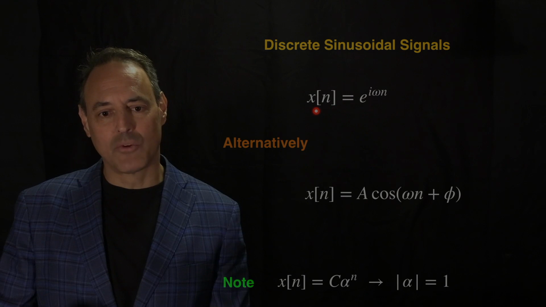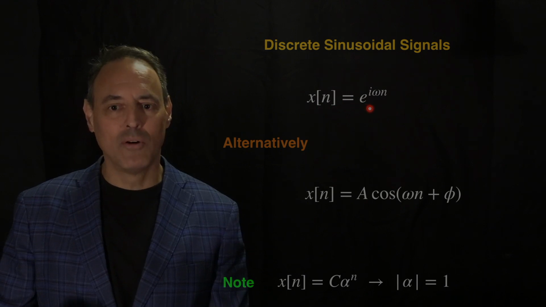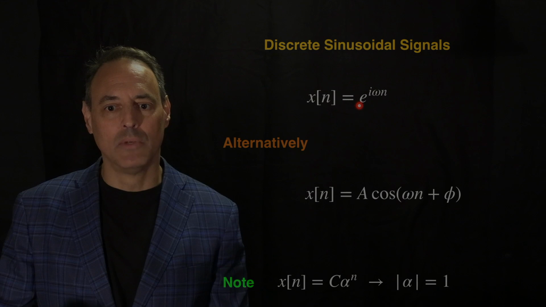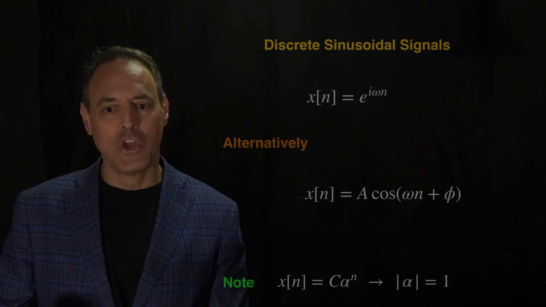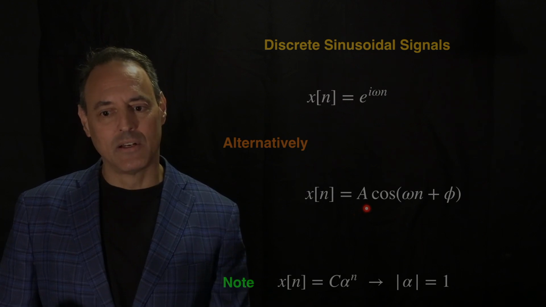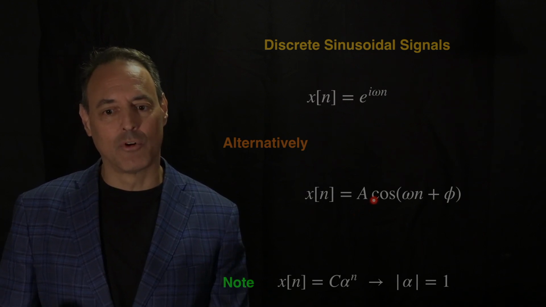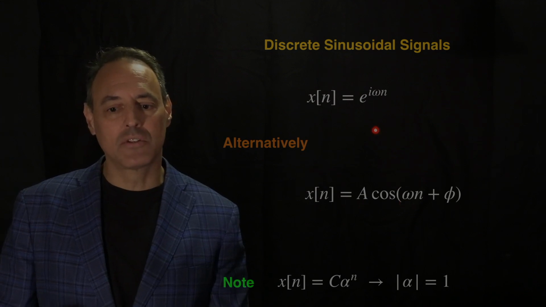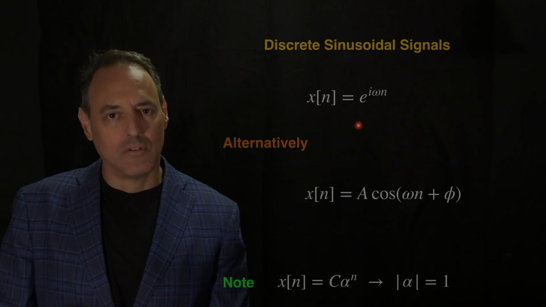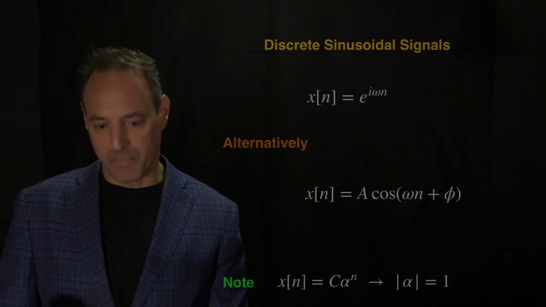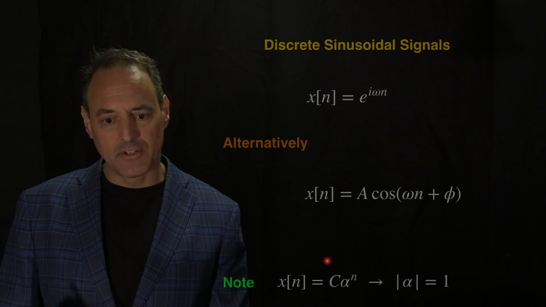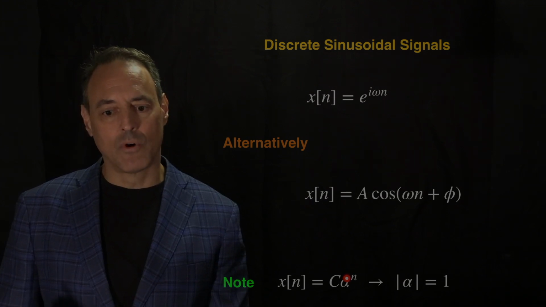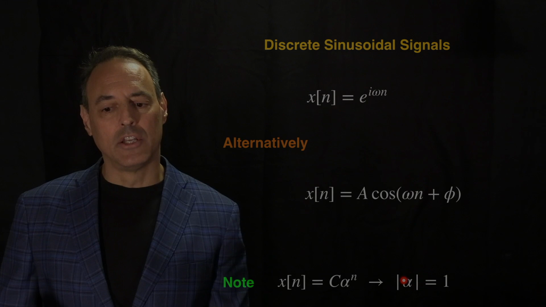And this is why we wanted to write this in exponential form, because once we have it in this form, e to the i omega n, these exponentials in this form for the discrete case, we know that is essentially equivalent to this kind of formulation here, a cosine of omega n plus phi. So these are in some sense related to each other because they're looking at exponentials. And in fact, down here, you can see that essentially this form is where the absolute value of alpha is exactly 1.